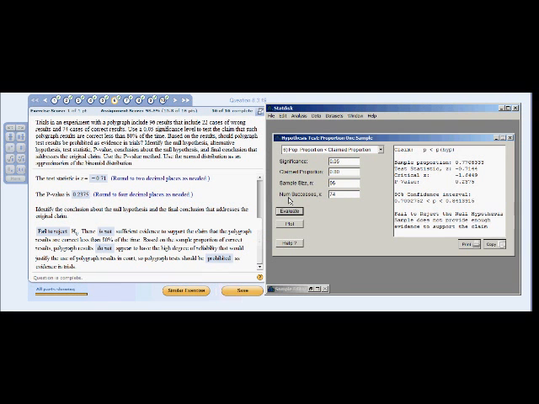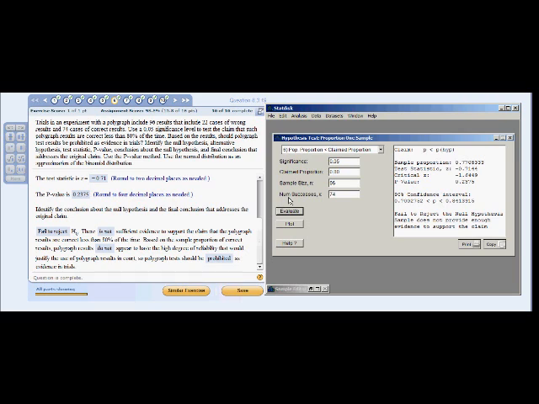And number 6. Trials in an experiment with polygraph include 96 results, which is your sample size. That include 22 cases of wrong results and 74 cases of correct results, which will be your number of successes. Use a 0.05 significance level, which is alpha, to test the claim that such polygraph results are correct less than 80% of the time. Now this will be your claim, also known as your alternate hypothesis.